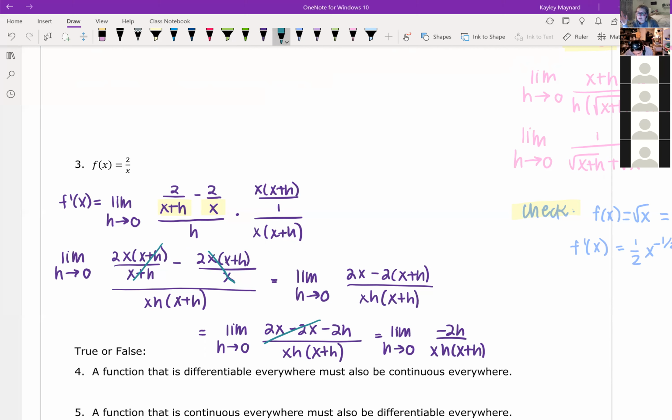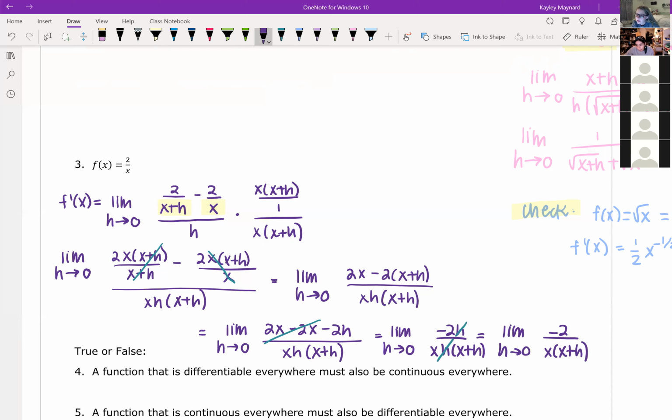I'm writing out a lot of steps just because I want everyone to make sure that they're following what I'm doing. Obviously you can skip some of these steps if you don't need to see it all in your work, but it always helps to make sure that you don't make any mistakes to take it step by step. So now I can cancel these h's out, and this becomes the limit as h approaches 0 of negative 2 over x times x plus h.